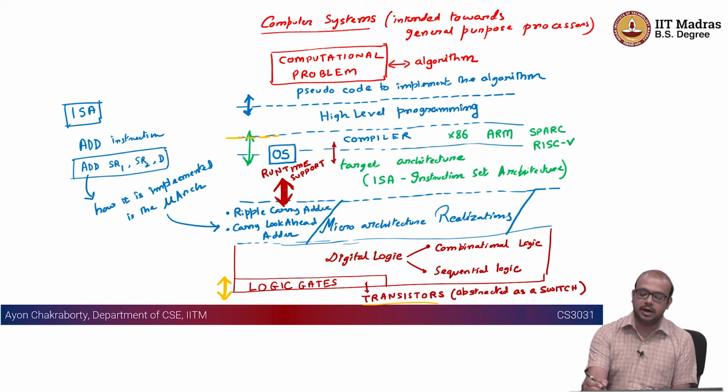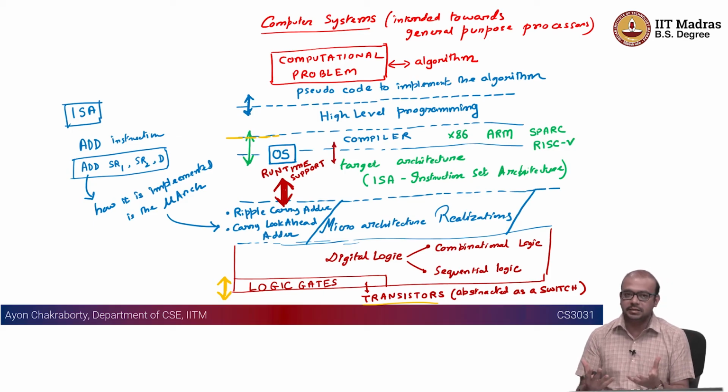Then I told you that this ISA is going to be realized. There could be many realizations, and one realization is a particular platform, right. And the compiler need not know, or the software programmer need not know, how this microarchitecture is implemented. As long as it implements the same ISA, the compiler is not going to complain, okay.